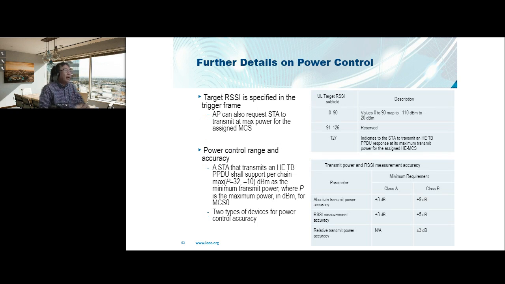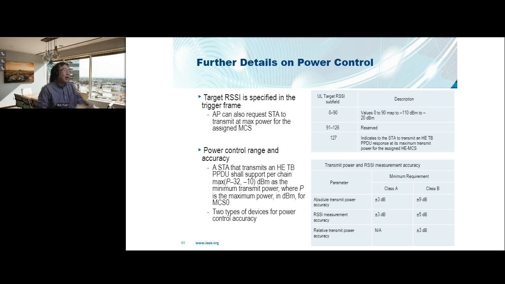Okay, let's look at a little bit of the targets there. There is a little bit of detail there. For example, how they target the RSSI specified in the trigger frame. There is a bit mapping there. We will not go into the details. There is another thing about power control range and accuracy. Okay. The AP specifies some target RSSI for the client, but there are always some errors. The client measures signal strength with error, and how accurately it controls transmission power.